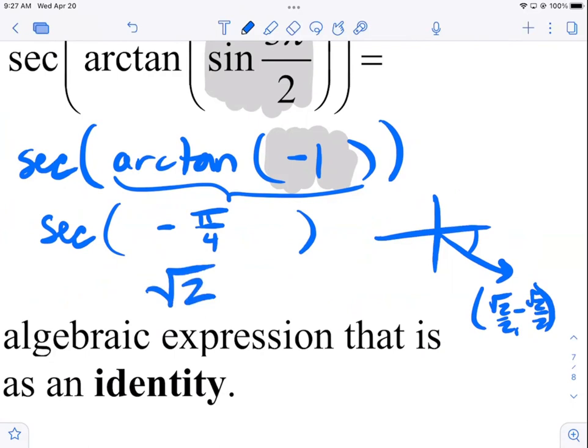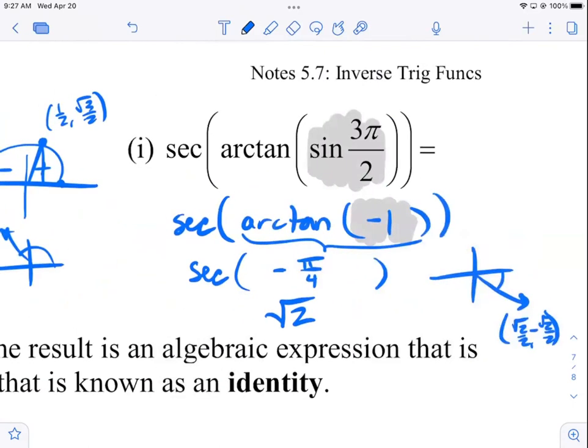That's good. So you can see that these are called compositions, right? Secant of arctangent of sine of 3 pi halves. It's not multiplication. And I could string along 4, 5, 6, 7 of them if I wanted. It's just a sequence. You work from the inside out, like you're trapped inside of an onion and you're trying to get out of that dang onion.